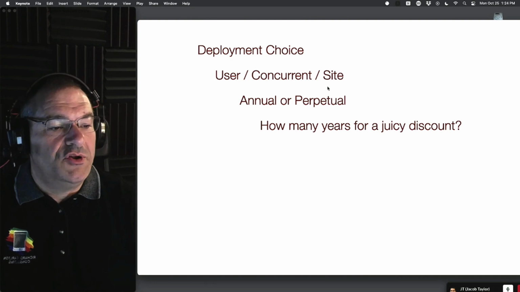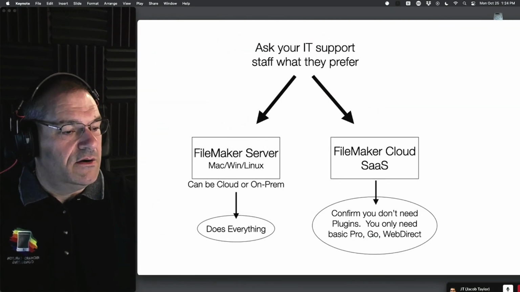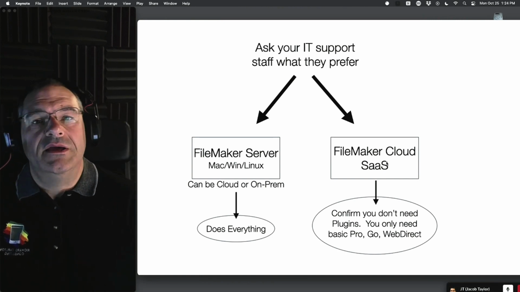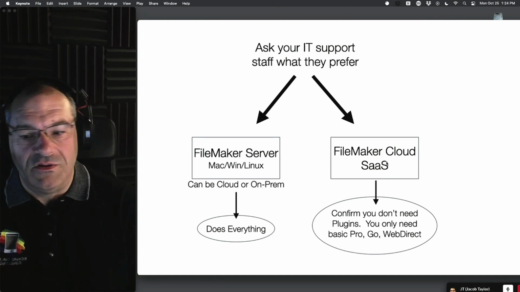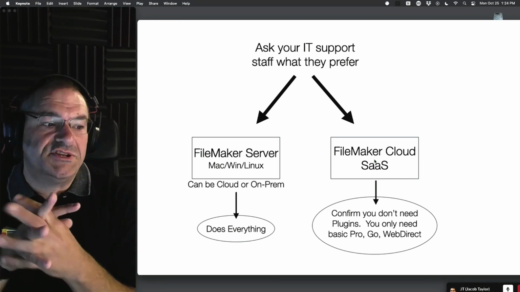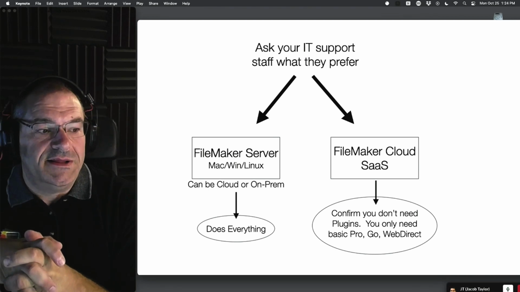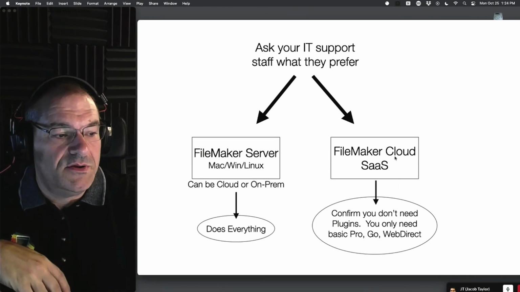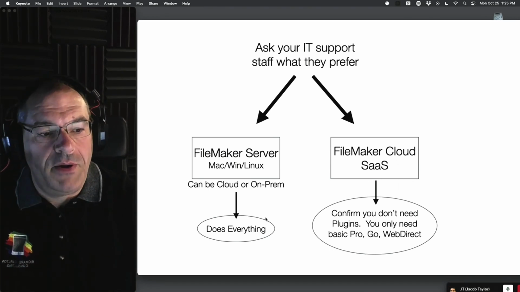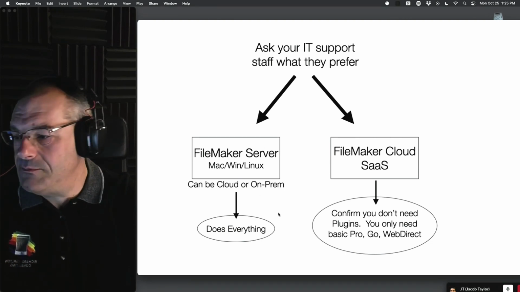Now keep in mind that if you're doing the option over here, the SaaS option, cloud, this is only available anytime you're dealing with Amazon, and this is based on Amazon. This is their software as a service, SaaS. This is only sold annually. You can't buy perpetual on this one. It's not sold that way. So the perpetual annual conversation is only an option right here. Just keep that in mind.